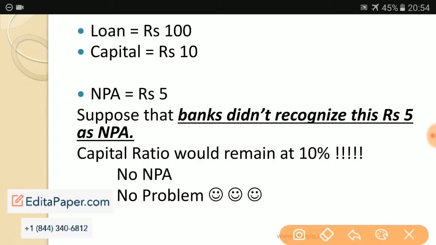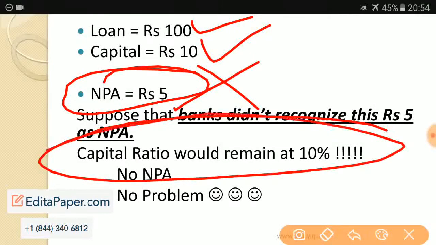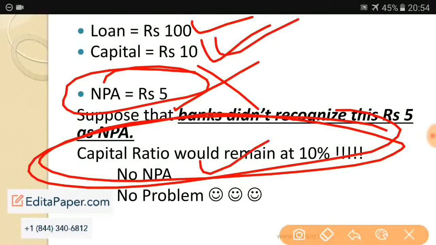So what they are doing is they are not identifying this loan as NPA so that the loan can be maintained at 100 rupees and the capital base, more importantly, can be maintained at 10 rupees, and so the capital ratio would remain at 10%. So their funda is no NPA, no capital base erosion, no problem. Basically, they are treating themselves as blindfolded. They are not seeing the actual picture, and so they are preventing themselves from recognizing the NPAs, and as a result, the capital base erosion is not taking place.